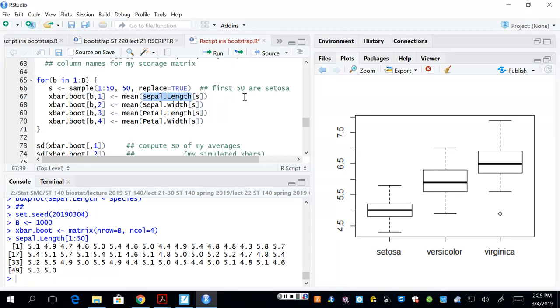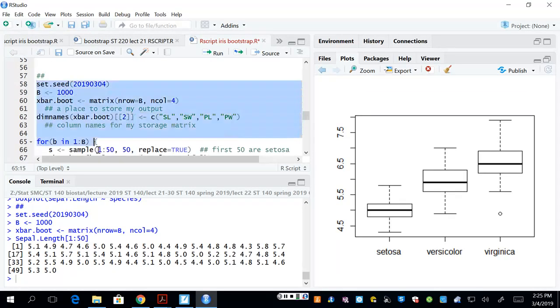In there, and with the mean, I'm going to say the first place I'm going to save it, for iteration B, is going to be that average. And then I'm going to say the widths in the second place, the lengths in the third column, the petal widths in the fourth column. And then it goes back and takes a new sample and moves on to B equals 2 and fills up.